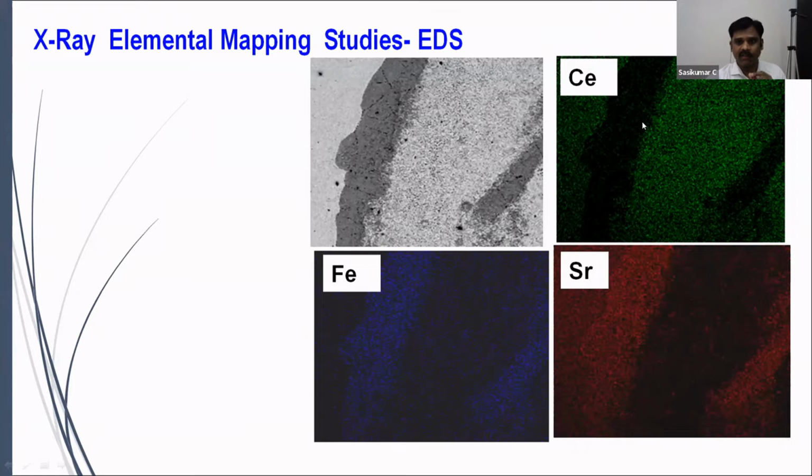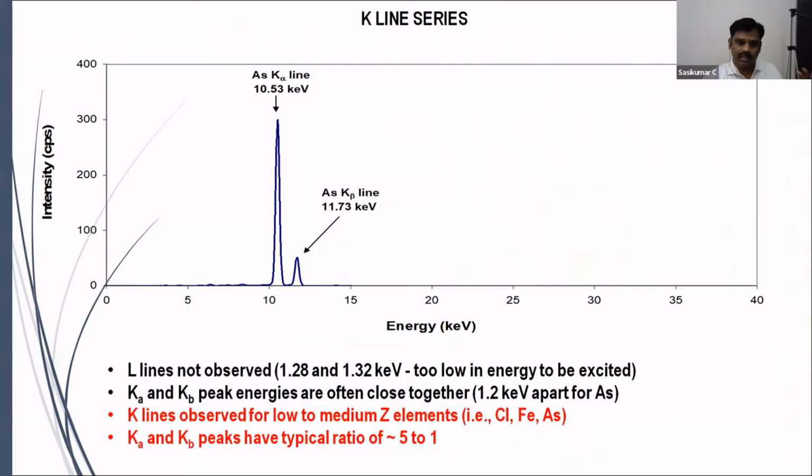In this present case, we have a scan with cerium, iron, and strontium distributed. What is the distribution of cerium in your specimen? What is the distribution of iron? What is the distribution of strontium? Very beautifully, you are able to visualize how they are distributed, where the cerium content is more, where the iron content is more. For certain research analysis, you need this kind of information, so you can go for mapping of your results. Mapping will give you a better idea about the chemical composition.